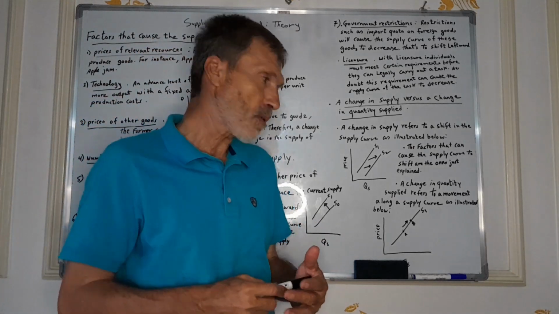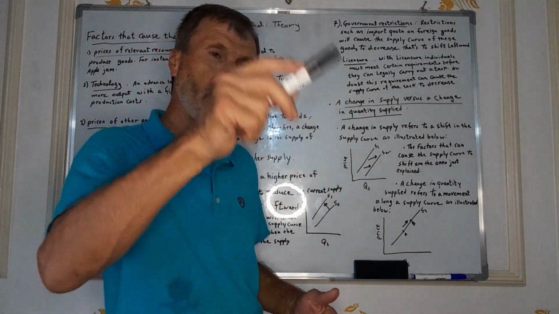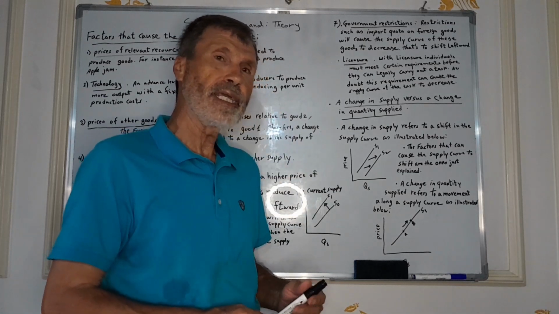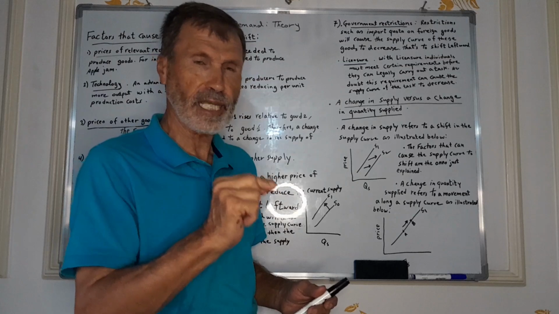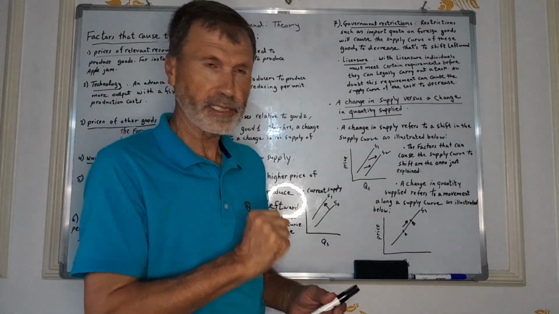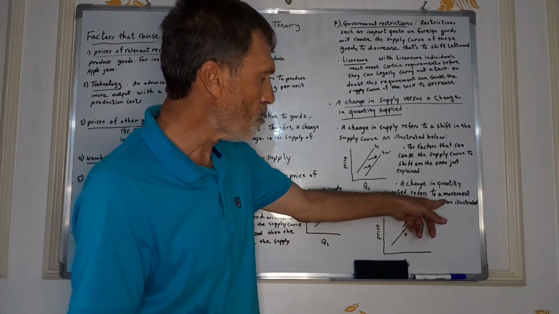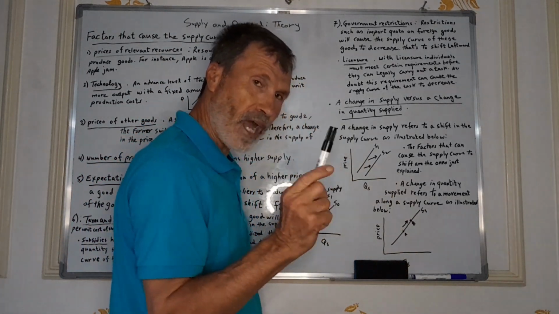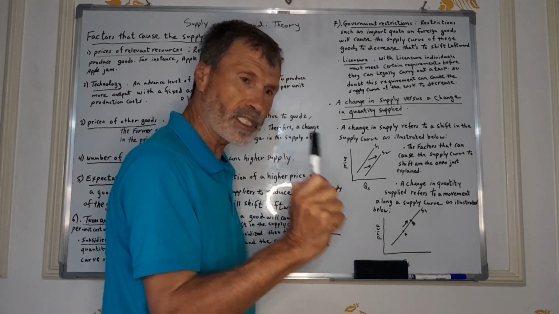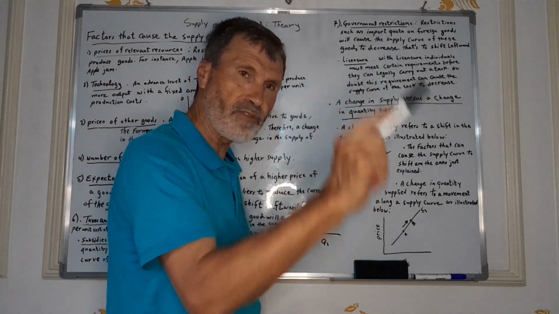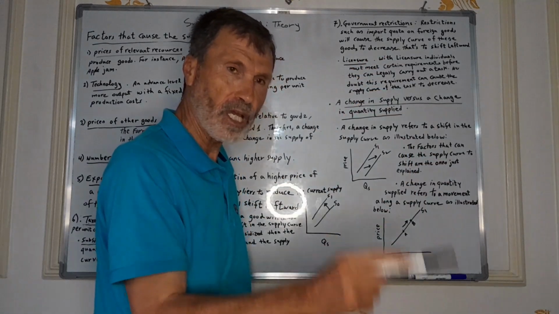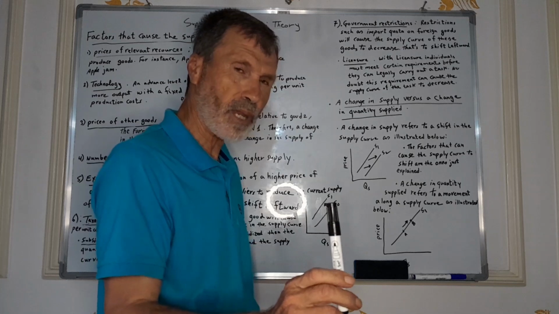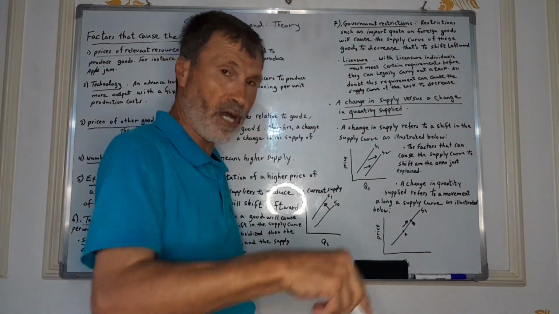Now, a change in the quantity supplied refers to a movement along the supply curve. The only factor that can cause a change in the quantity supplied is the price of the good itself. So here, a change in quantity supplied refers to a movement along a supply curve, as illustrated here, movement from A to B. The only factor that can cause it is the factor along the vertical axis, which is the price of the good itself. So the only factor that can cause a movement along the supply curve, either up or down, is the price of the good.